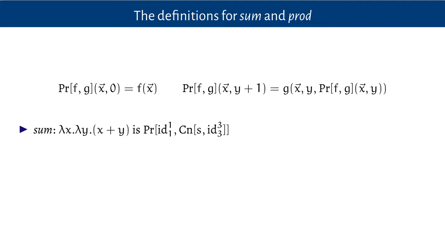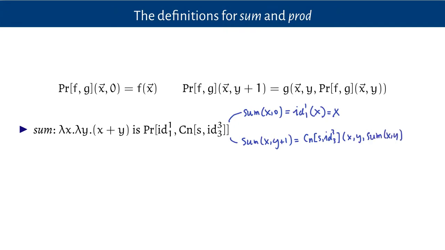Let's see how that works by applying the definition. The sum function applied to x and 0 is the base case ID11 applied to x, and that is just x. And for the iterator, the sum of x and y plus 1 is this composition function applied to x, y, and the sum of x and y, because that's what the general definition of primitive recursion says. The function that we're defining applied to x and y plus 1 is the step function g, in this case that composition function applied to x, y, and the result of the function that we're defining applied to x and y. But what is that? What's that function? The composition of successor and ID33 applied to these guys? It's just the sum of x and y with the successor applied to it. And that's exactly what we want for the base case. To calculate x plus y plus 1, calculate x plus y, and then add 1.